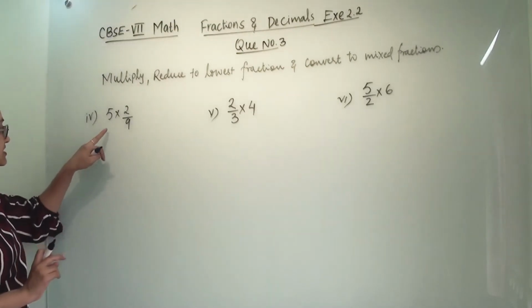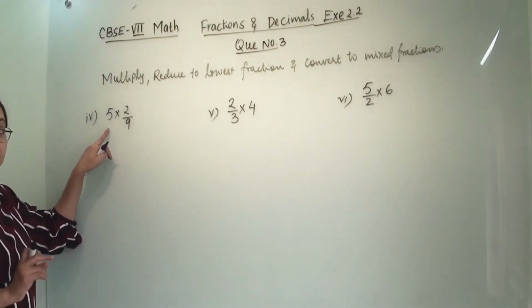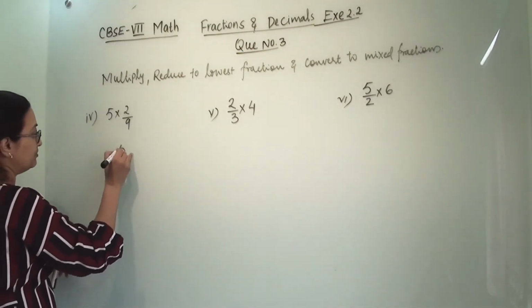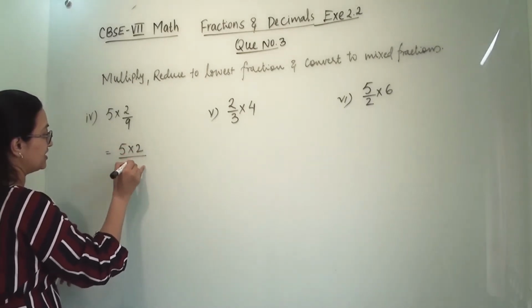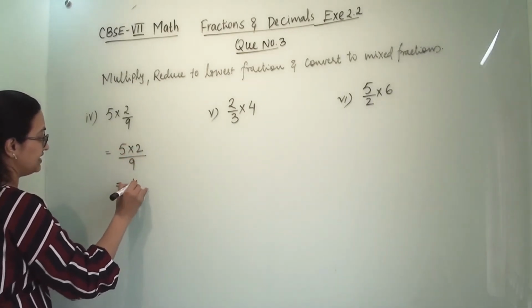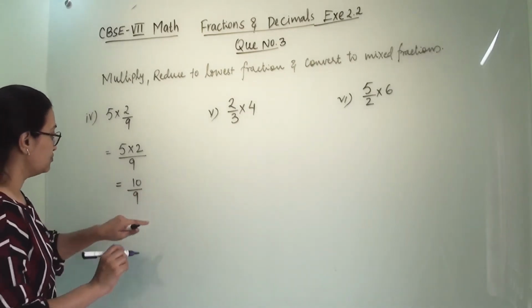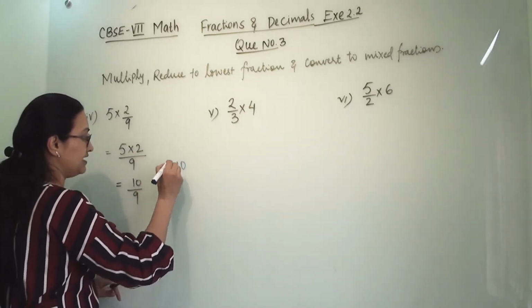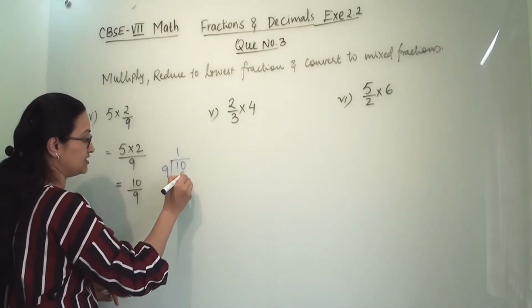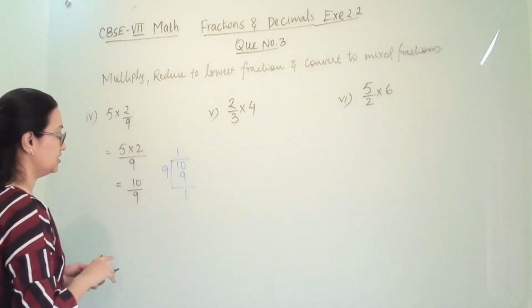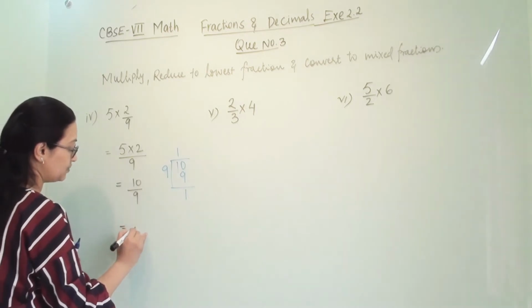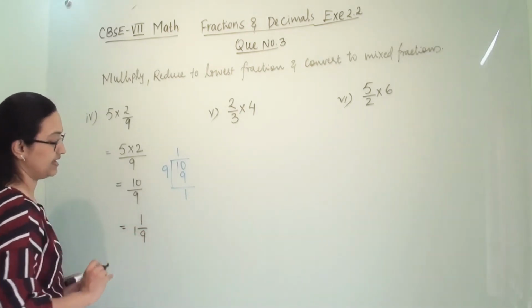Fourth numerical is 5 2 by 9. 5 is a whole number, so we will multiply that with the numerator and we will get 10 by 9. So here let us convert this into a mixed fraction. 10 divided by 9, so 9 ones are 9, we will get here 1. So the answer will be 1 1 by 9.